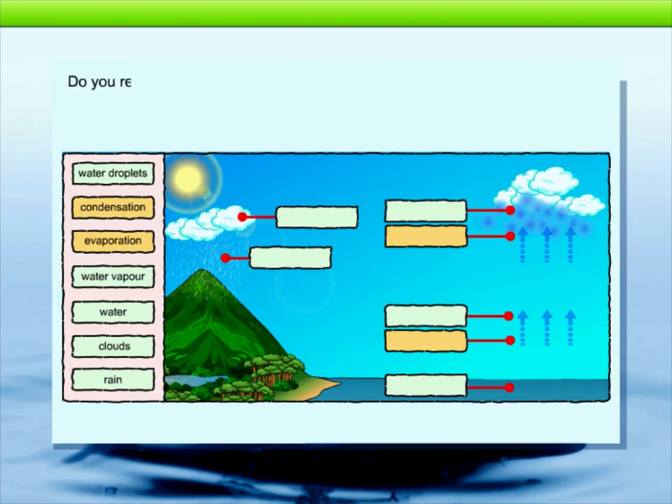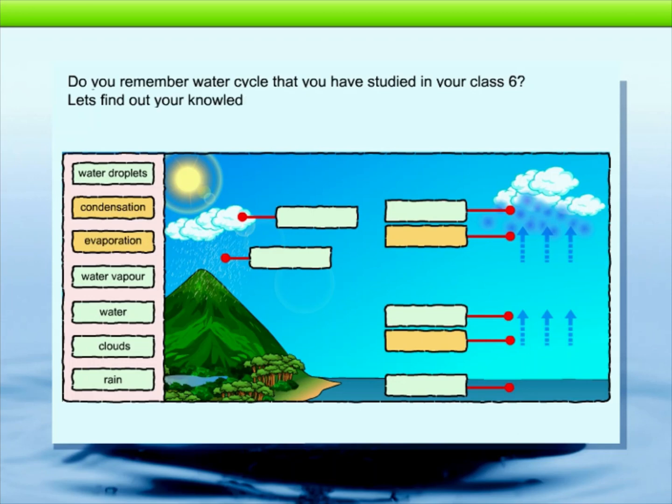Do you remember the water cycle that you studied in your class 6? Let's find out your knowledge on the water cycle.